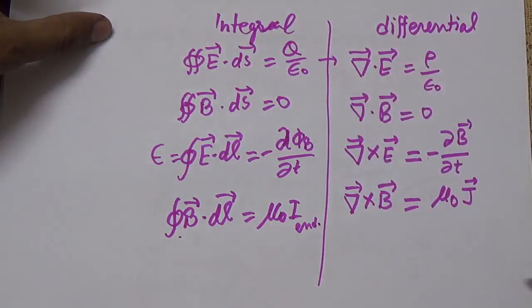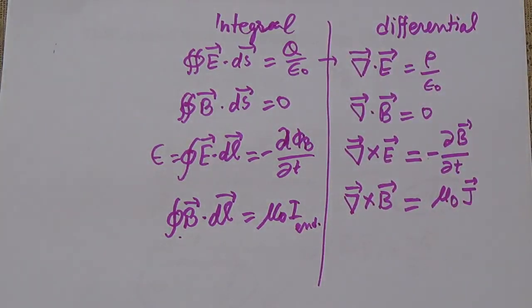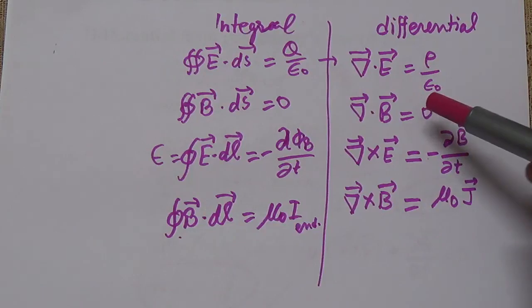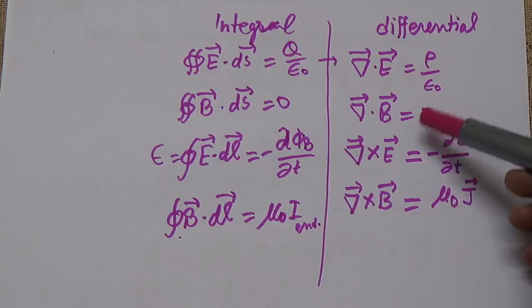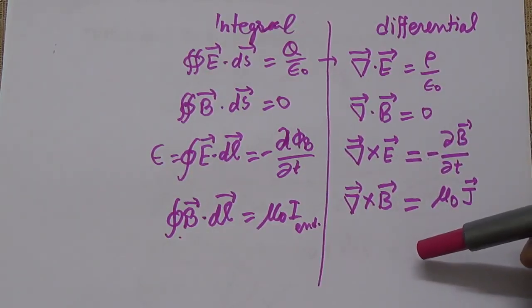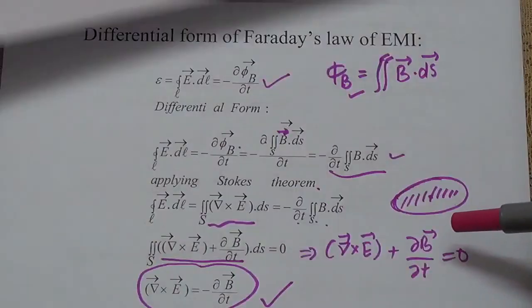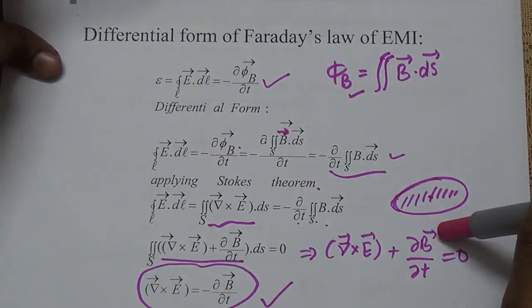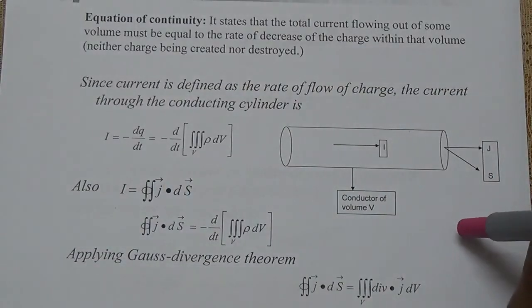So these are the integral forms and the differential forms, and these equations are very important in electrodynamics and are known as Maxwell's four equations. Basically these equations are the result of the connection between electric and magnetic fields. And now after that we will study the continuity equation.